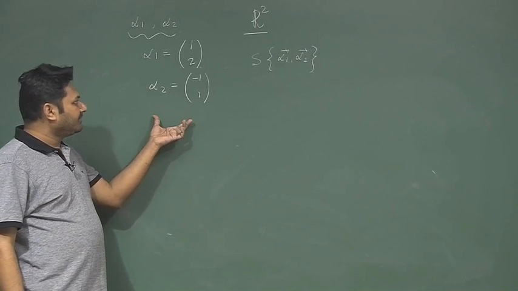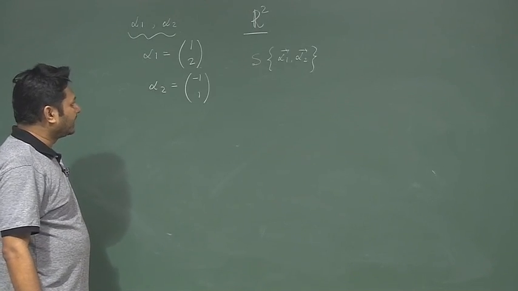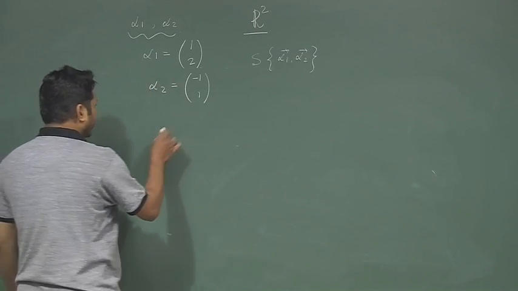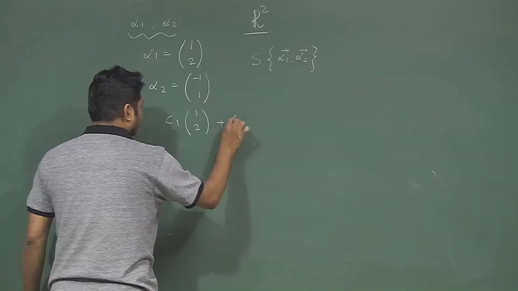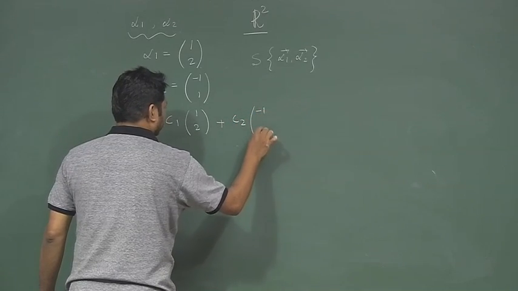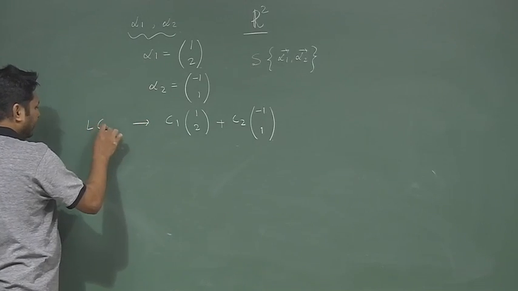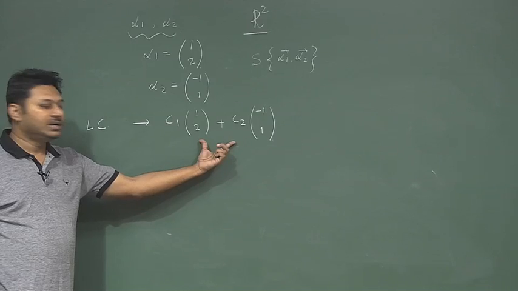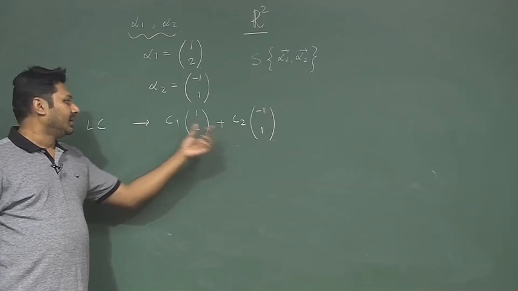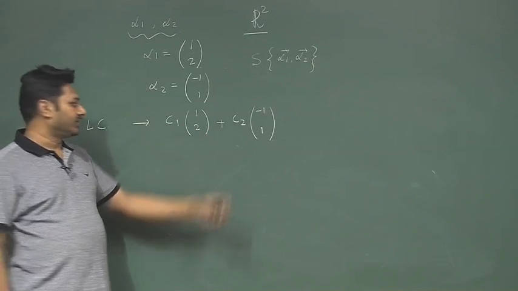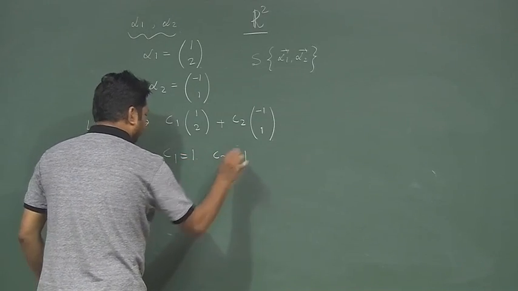Okay. Now, is it possible to write a vector? What will be the linear combination? So, let me find out the linear combination. The most general form of the linear combination is this one: C1 alpha 1 plus C2 alpha 2. These two vectors give me a linear combination, and then I multiply by C1, C2. Now, it is my choice what C1, C2 values I will take. So, let us take C1 as 1, C2 also 1.